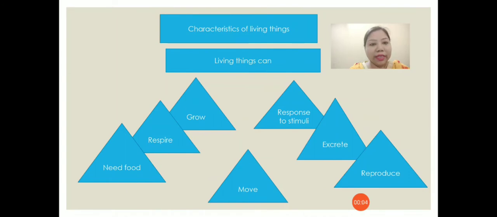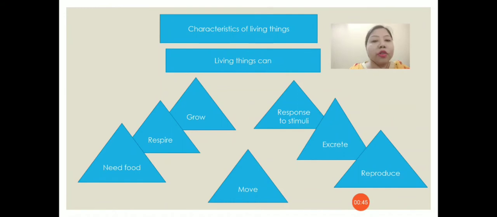Characteristics of living things. Living things can grow, respire, need food, they can move, they respond to stimuli, they excrete and reproduce. Living things grow and as a result the size of the living thing increases. Living things respire. Living things need food because food actually gives energy to the body. Living things can move from one place to another, but plants do not move from one place to another. They are fixed in one place and their parts move.